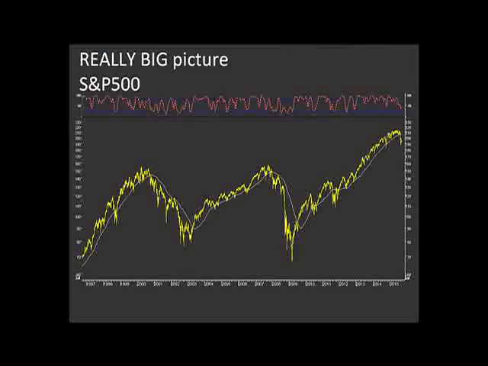This is a very, very big picture chart. It goes back to 1997, when I was in matric, so a long time ago. And it basically covers about 18 years worth of trading history. The reason I've gone back that far is because quite clearly you can see on the chart that it covers three bull markets and two bear markets.